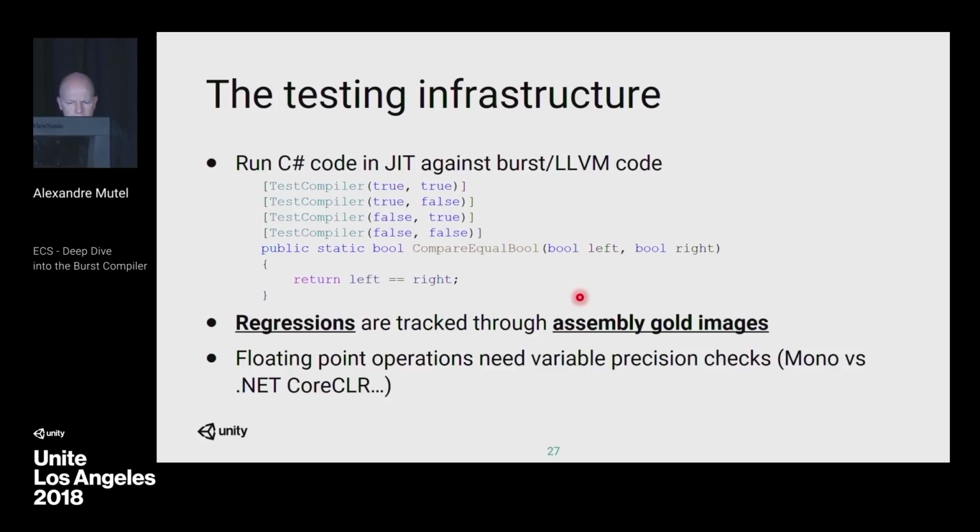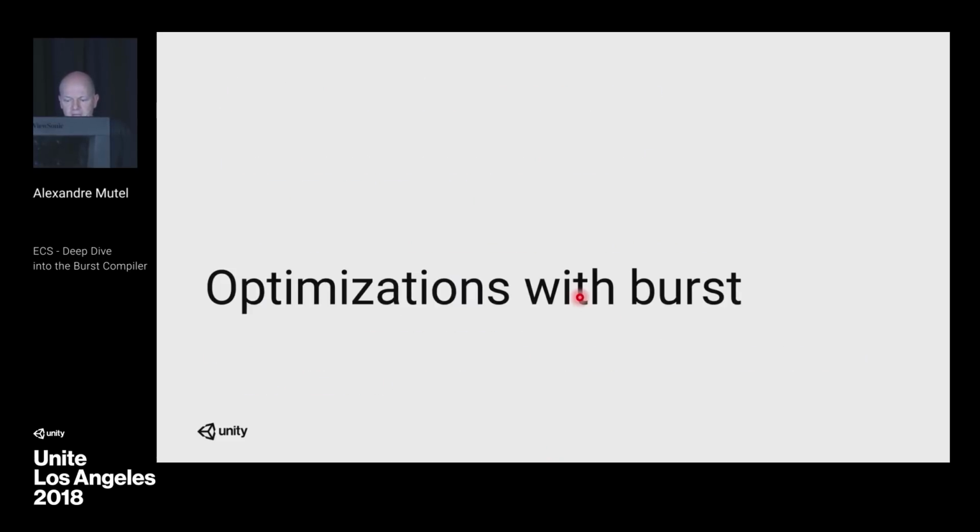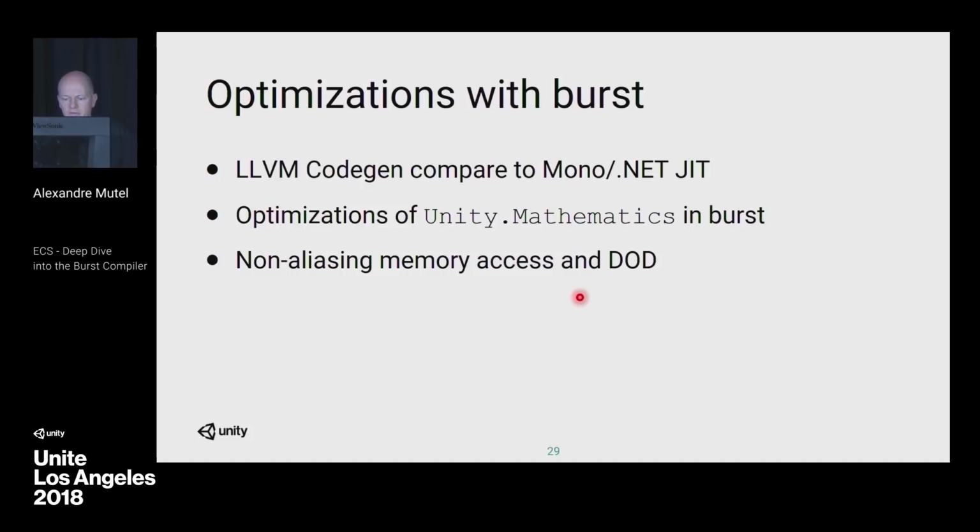And there is a little bit of course, of magic to handle the floating point operation between Mono, .NET Core CLI, and Burst, because they don't give the same results, actually. So, optimization with Burst. There are 3 different aspects of the optimization that I would like to talk about today.